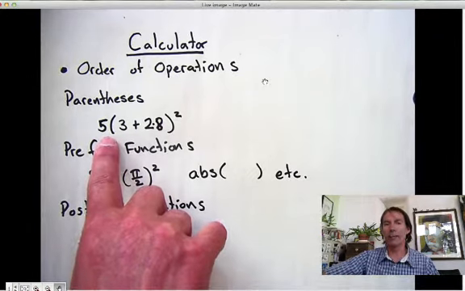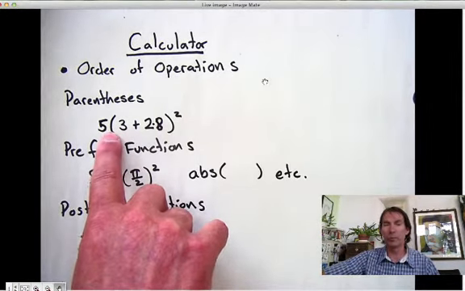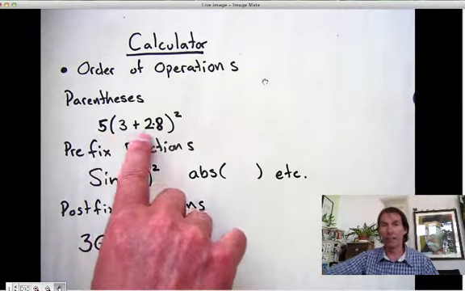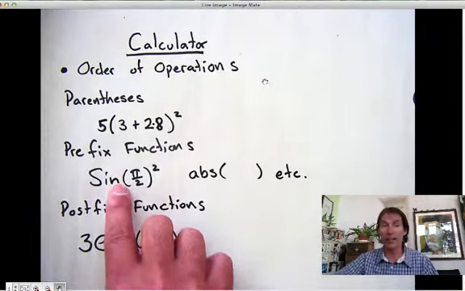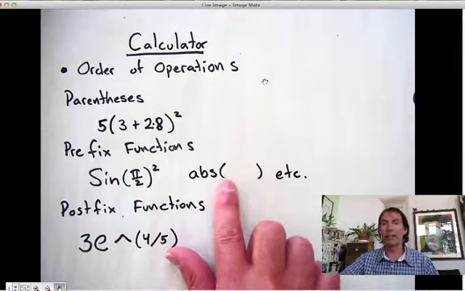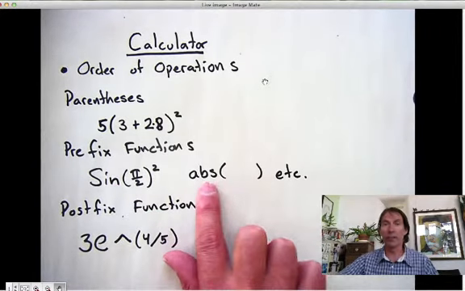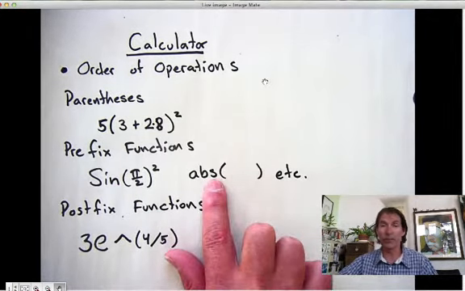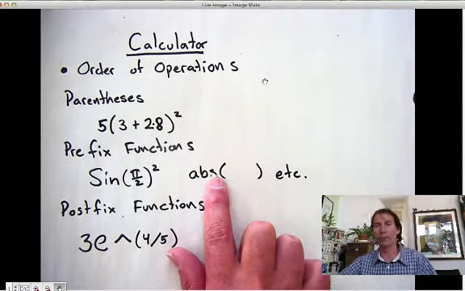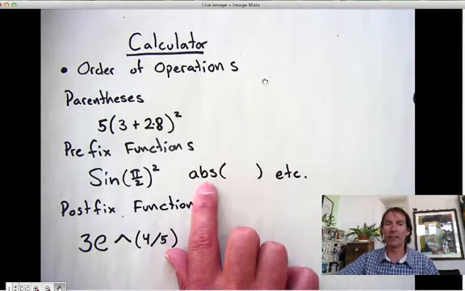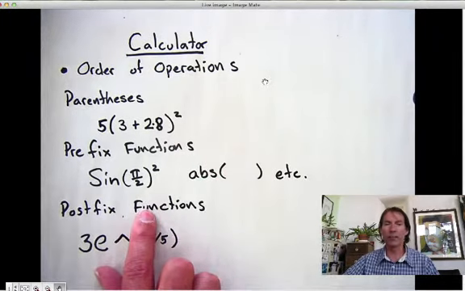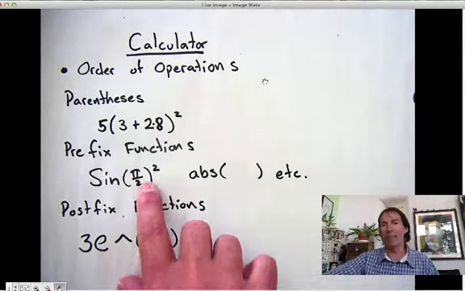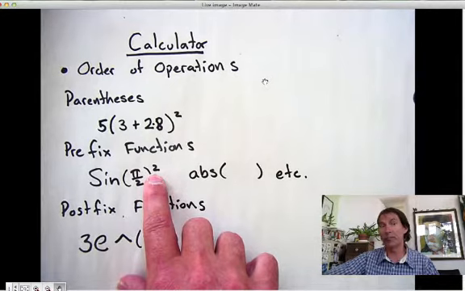The 5 right here is just multiplied by whatever's inside the parentheses, so it's not a prefix function. But the sine is a function like the absolute value. We might use that. The absolute value is a prefix function. It sort of looks like a word in front of the parentheses. It always gets done right after the parentheses get done. The postfix functions are the ones that come after the parentheses, like the 2 is postfix here.